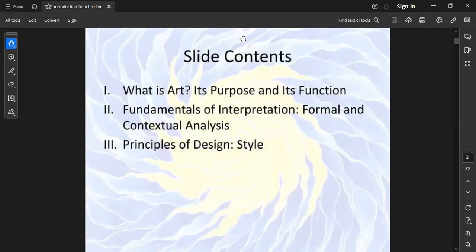Okay, so as you were aware, today's topic will be the history of art, and we are also going to discuss some parts of Indian craft and embroidery. However, today we'll just focus on the history of art, and tomorrow we'll discuss the embroidery part.